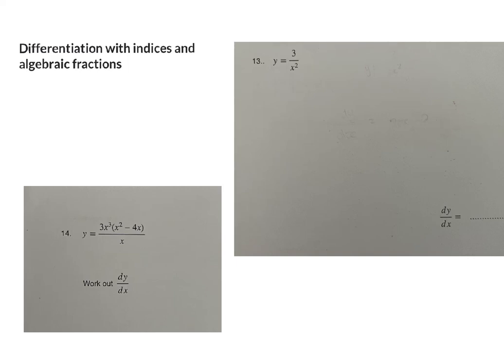Here we have a couple of questions involving differentiation with indices and algebraic fractions. So we've got one here where we have y is equal to 3 over x squared, and another one here where we have an algebraic fraction with 3x cubed and a bracket with x squared minus 4x all over the value of x. So I'll go through a method on how to solve both of these types of questions.